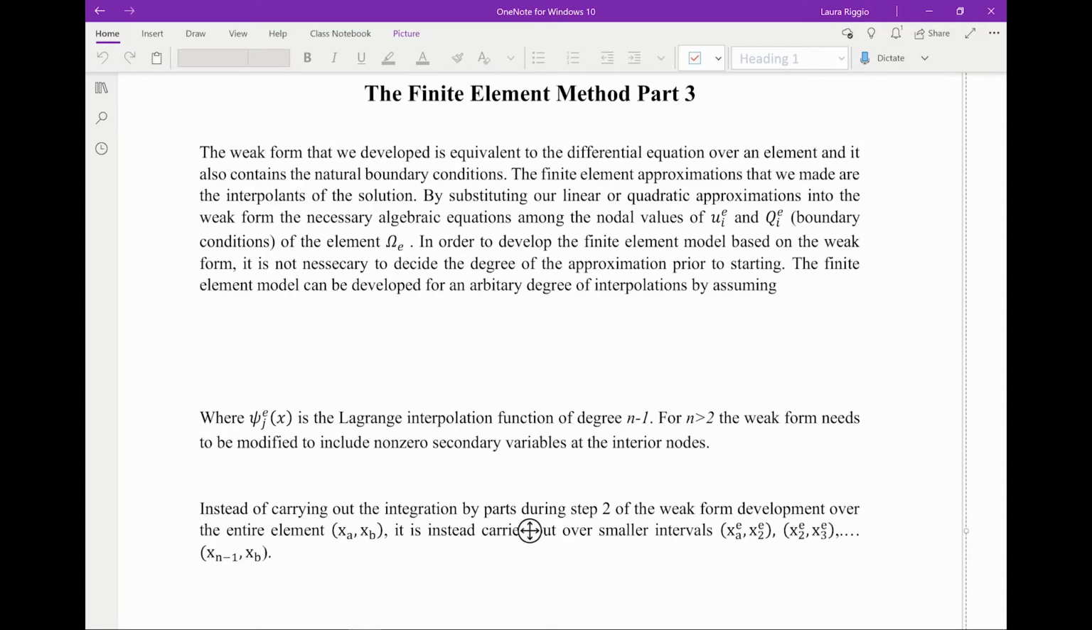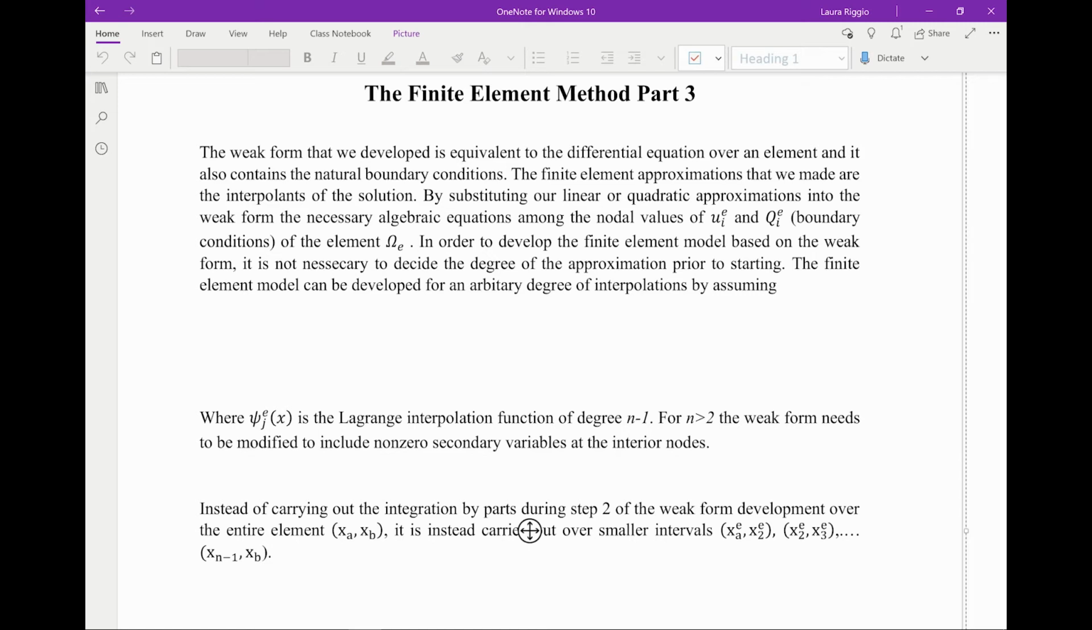All right, in this lecture, we're going to go over how to derive our stiffness matrices. So the weak form that we developed previously is equivalent to the differential equation over an element, and it also contains the natural boundary conditions. The finite element approximations that we made are interpolants of the solution. So by substituting our linear or quadratic approximations into the weak forms, we get the necessary algebraic equations among the nodal values for Qi and Ui.